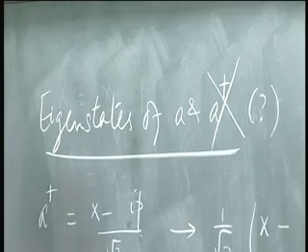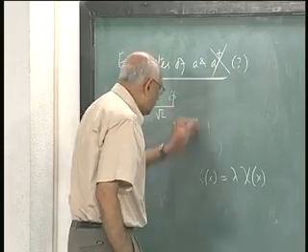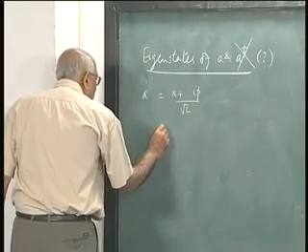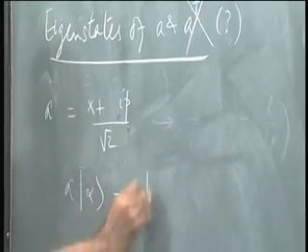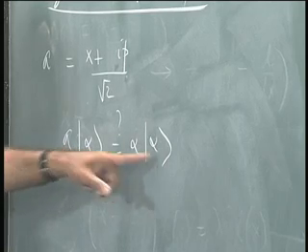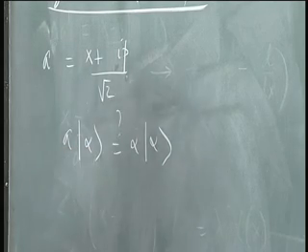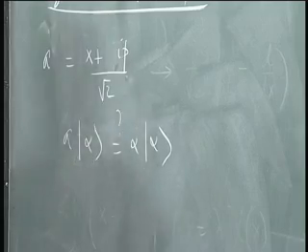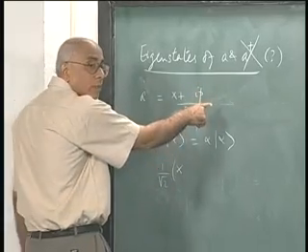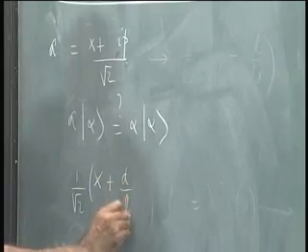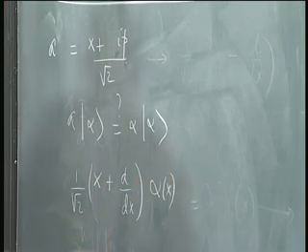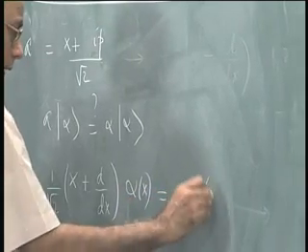Now we do the same thing with A, and let us use slightly different notation. Let us ask: A is x plus iP, can we have A on some eigenstate alpha equal to alpha on alpha? Alpha is some complex number, and I label the eigenstate by the same complex number inside here. I play the same game as before, and now I have 1 over root 2 times x plus d over dx acting on this wave function, let us call it alpha of x for want of a better name, equal to alpha times alpha of x.